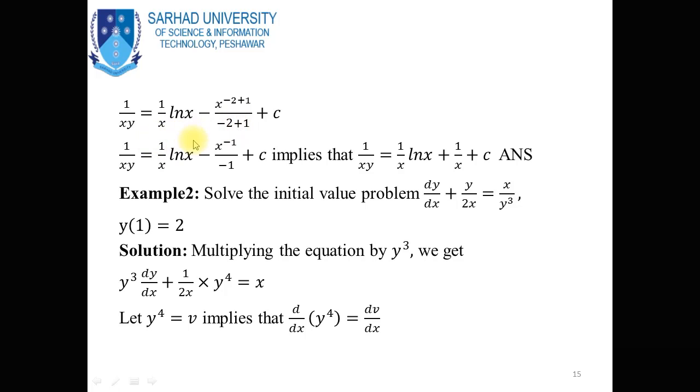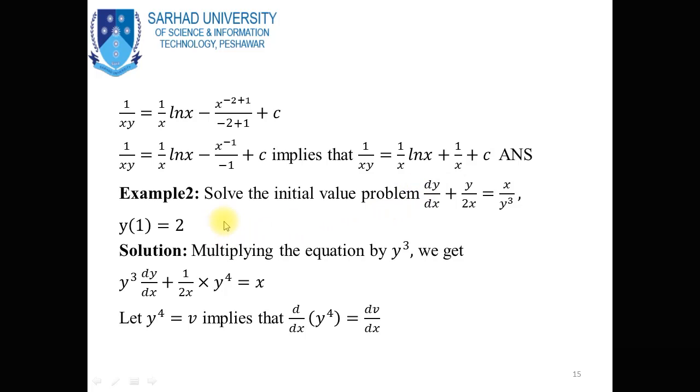So the solution now can be written as 1 over xy is equal to 1 over x natural log of x minus x power minus 1 divided by minus 1 plus c, and this implies that 1 over xy is equal to 1 over x natural log of x plus 1 over x plus c.